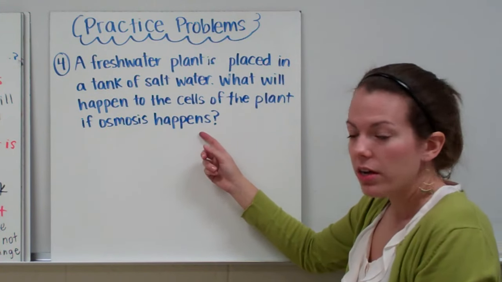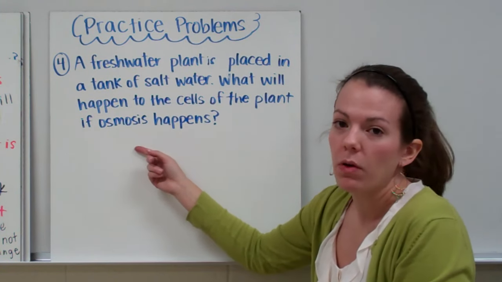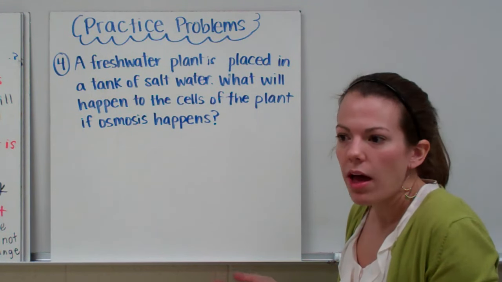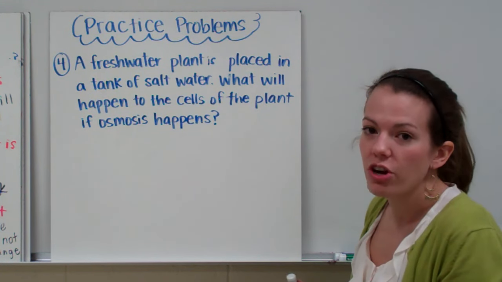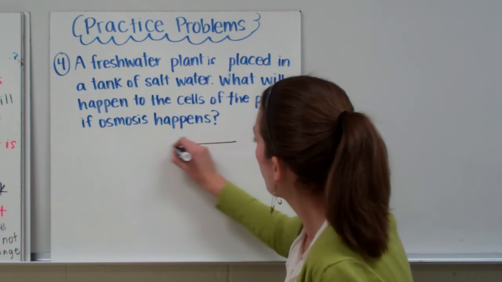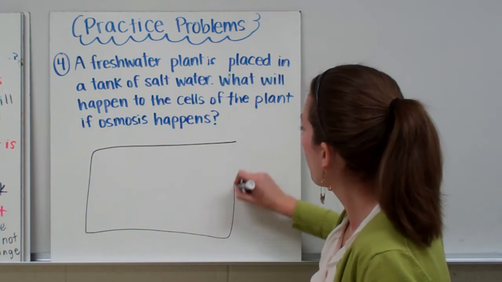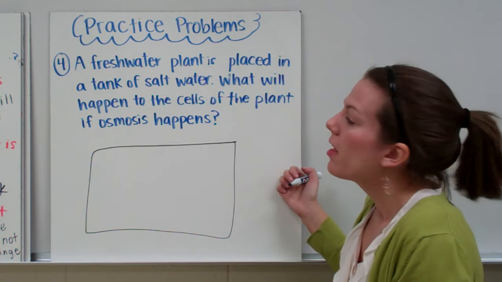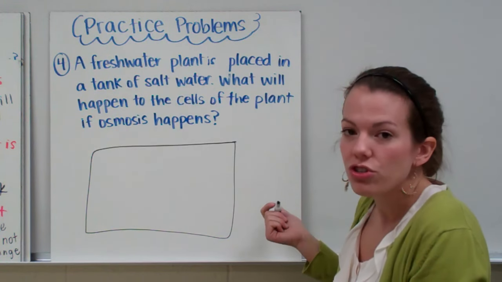So our keyword here is osmosis. We're going to be moving water. Now, if you have a plant that grows in fresh water, it won't have a lot of salt. So let's go ahead and draw out our experiment. Here is our tank, and our tank has salt water in it. And then we have our freshwater plant. So let's draw our freshwater plant.